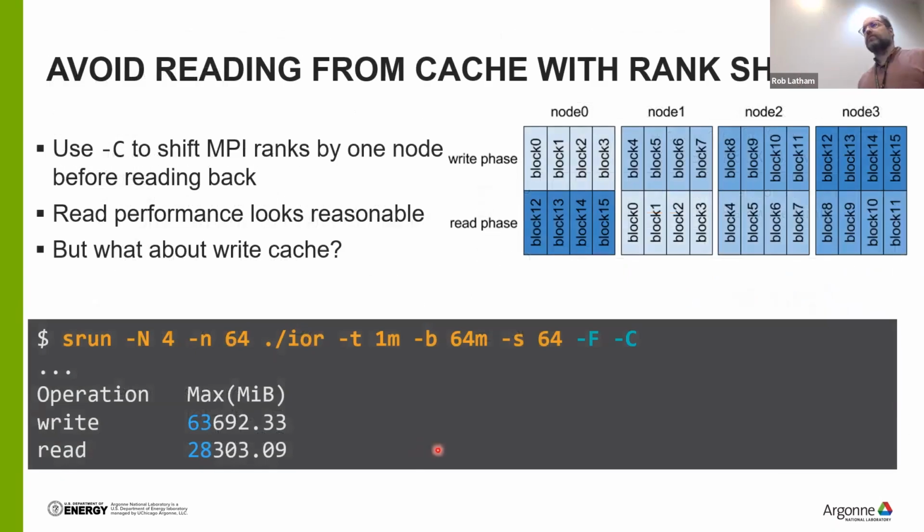So one thing we can do is we can shuffle the clients around so that when we write the data from rank 1, a different rank will come back and read it. So in this case, we're getting a decent amount of data here. We're closing in on a more realistic number.